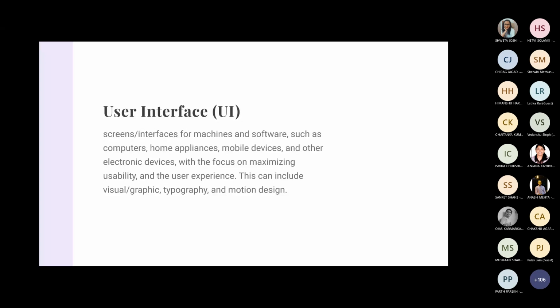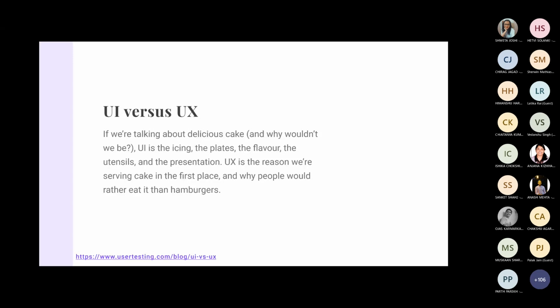Again, there's a lot of controversy and ambiguity around what is UI versus UX, but I do think this example, at least according to me, makes sense. So if we're talking about a delicious cake, UI or the user interface is the icing, the plates, the flavor, the utensils, how is it presented? And then UX is the reason we're serving the cake in the first place. So why would people rather eat this cake than hamburgers? And that is the crux of problem solving and understanding the user's needs.